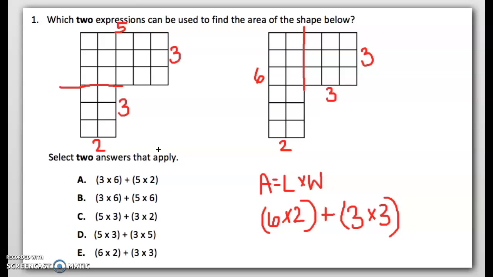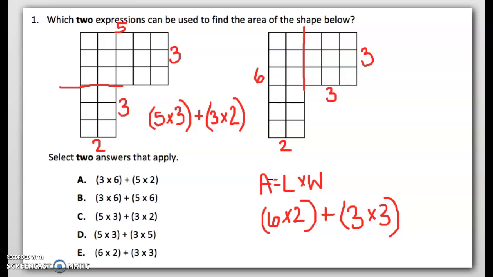And we're going to create a similar expression using our second figure, because we're going to have different numbers because we split it up differently. So using our formula for area, we know the length of this top shape would be 5, multiplied by the width, which is 3, plus the second part of our figure, which is this bottom rectangle, and the length would be 3, times the width, which we know is 2.